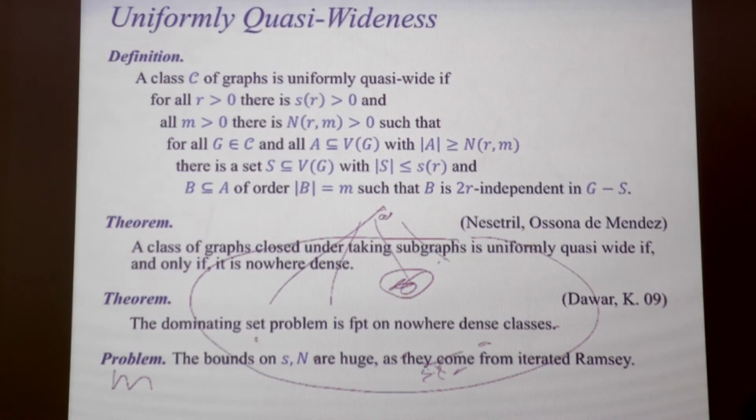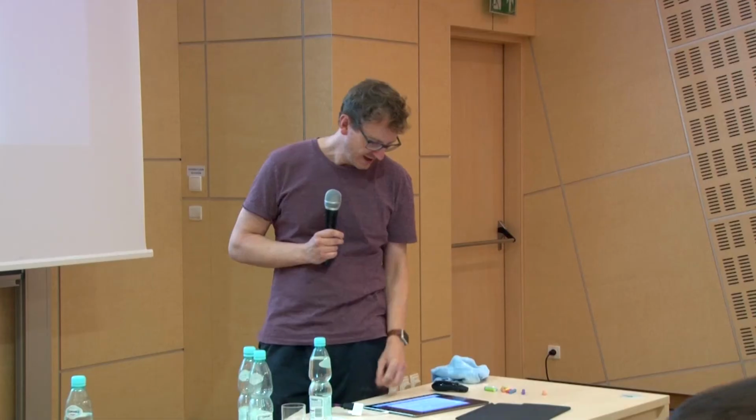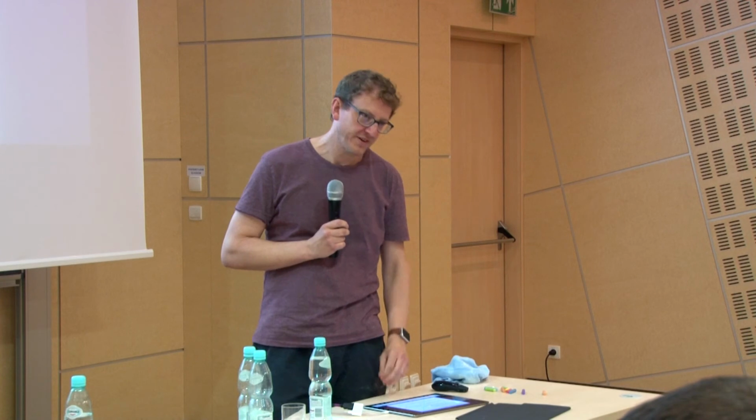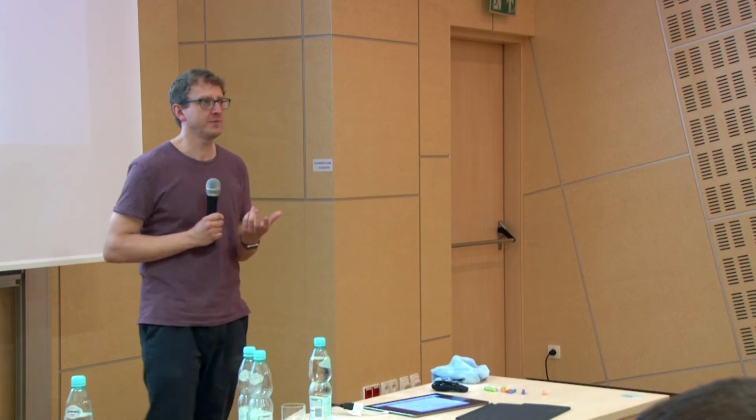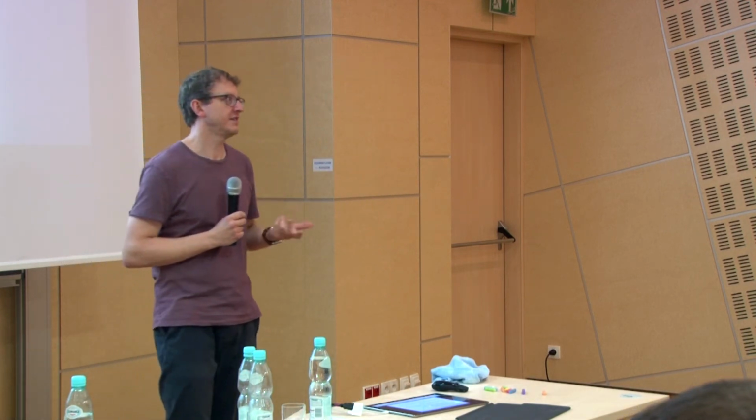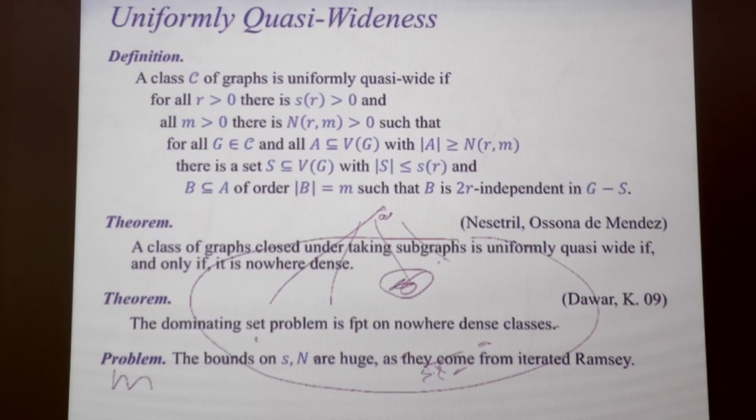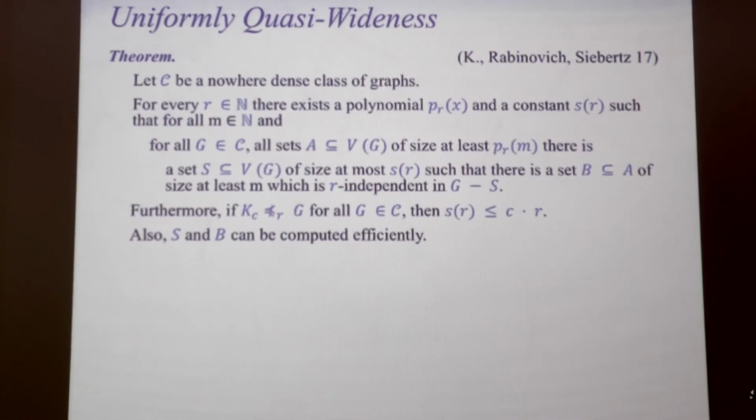And the beauty is that these bounds are constant depending on R and on M only, but they're really, really huge, like I said. And it would be very nice to make them small, because this is a good property if you want to do algorithms, but you need small bounds for it. And it turns out, if you use stability, then suddenly you can get very efficient bounds.